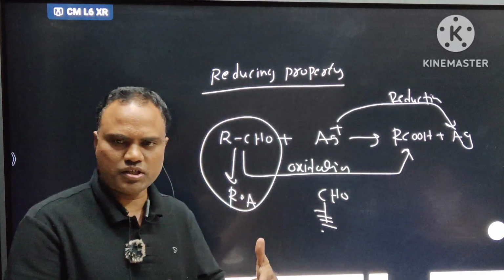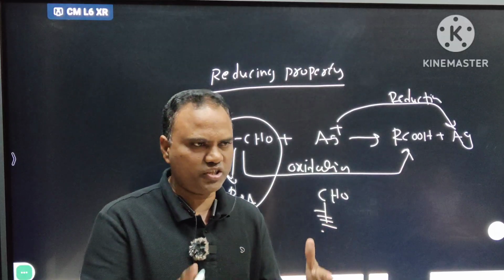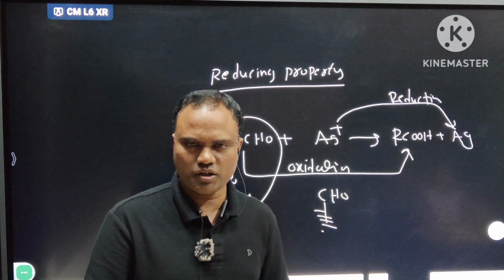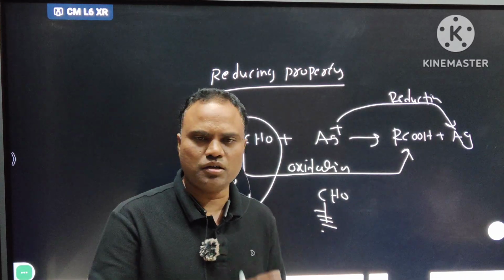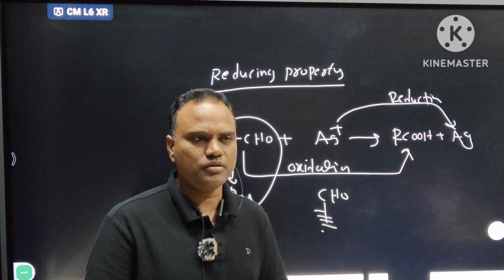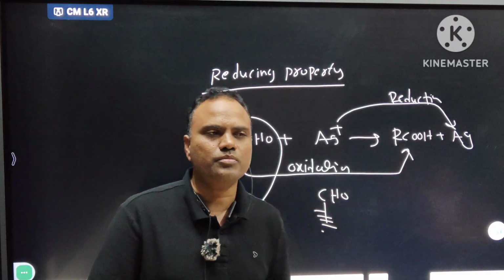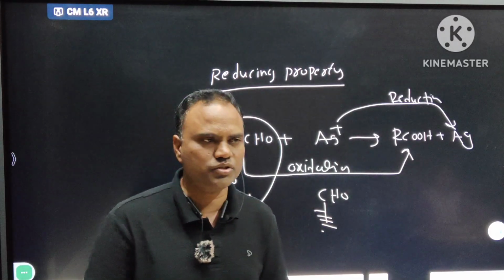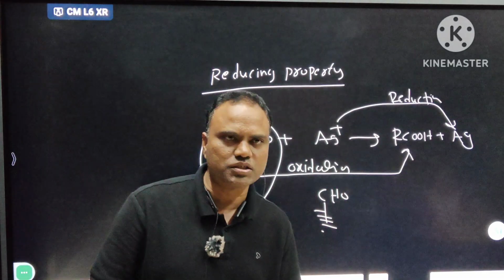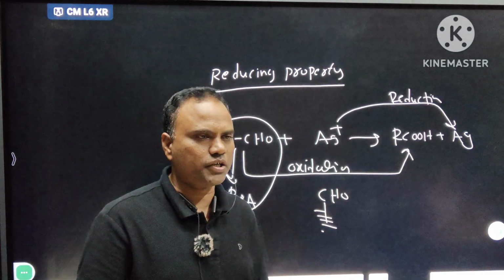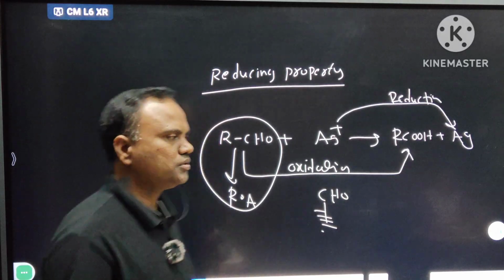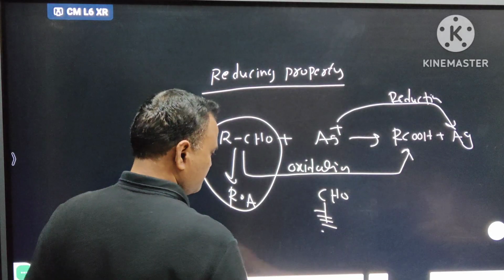Clear? Once again, in any compound, if CHO is present, you can consider that compound a reducing agent. In carbohydrates like glucose and galactose, aldehyde groups are present, so we can consider those compounds reducing sugars or reducing agents. Clear? Right. So based on the reducing property, we can classify the carbohydrates into two categories: reducing sugars and non-reducing sugars. Okay. Right.